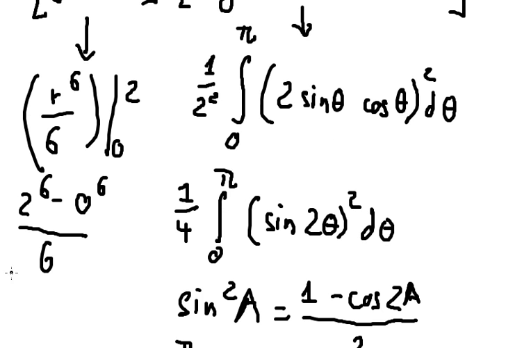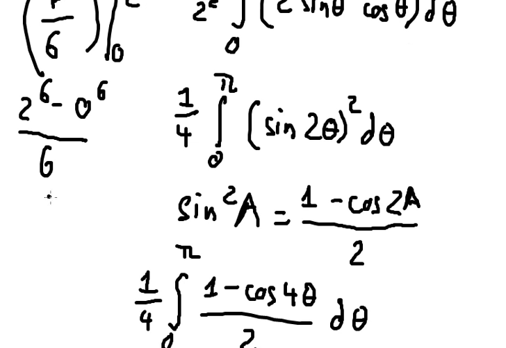Now we combine with this number we just calculated in here. And this one is 32 over 3. So this one multiplied by this one, and we got 4 pi over 3.